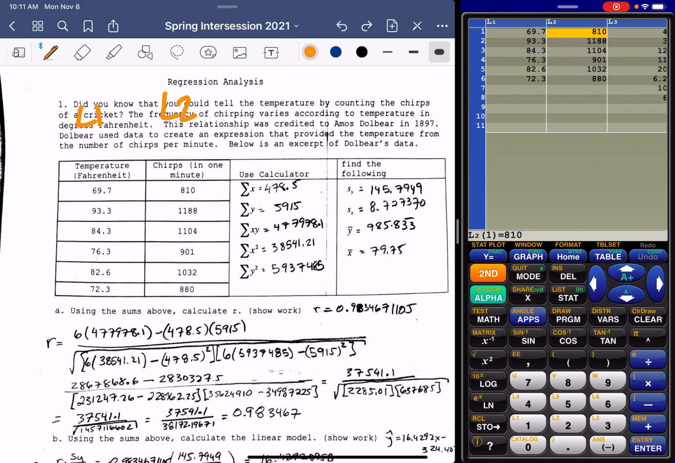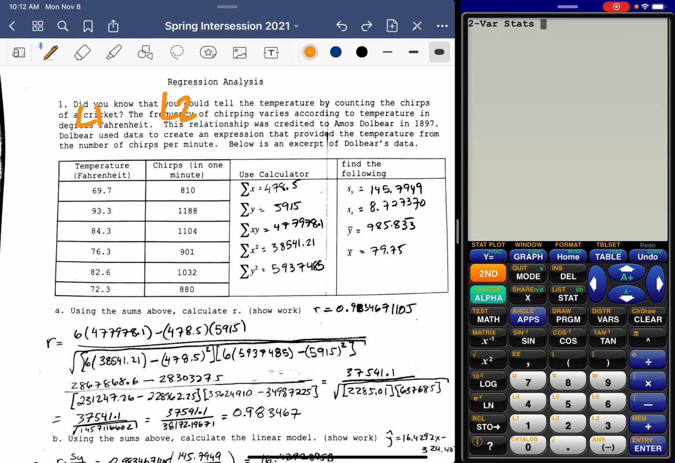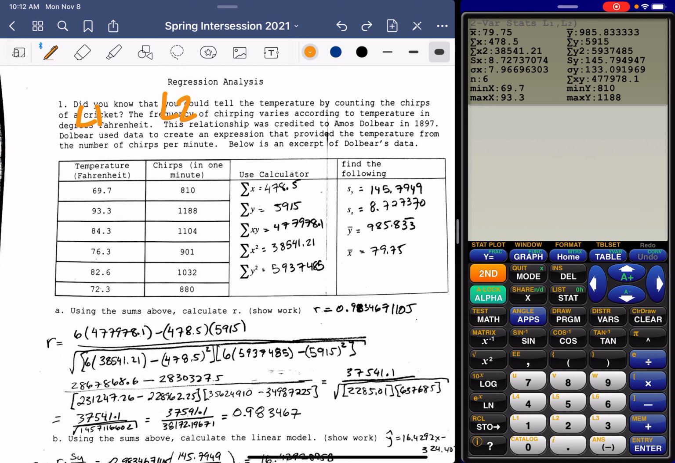Okay, so it says right here, use your calculator to find the sums. And it's right here too, see? Using sums above by using your calculator. So we're going to go to stat, we're going to calc, we're going to go two variables. We're going to say L1, comma L2, because I know that we're using the first two columns. We're going to enter. If it looks different, it's because you have the wizard. And then, bam, all this information is on the calculator.